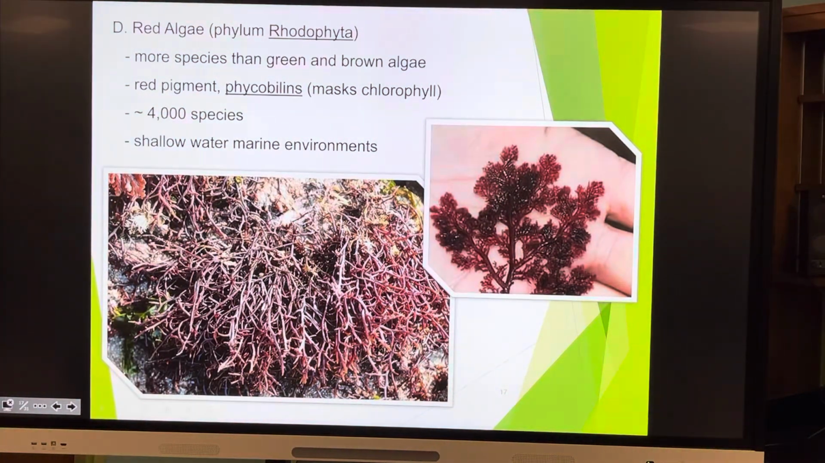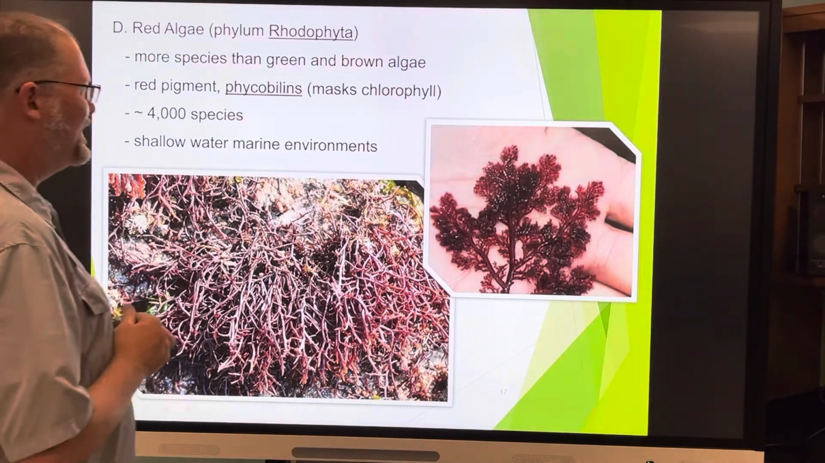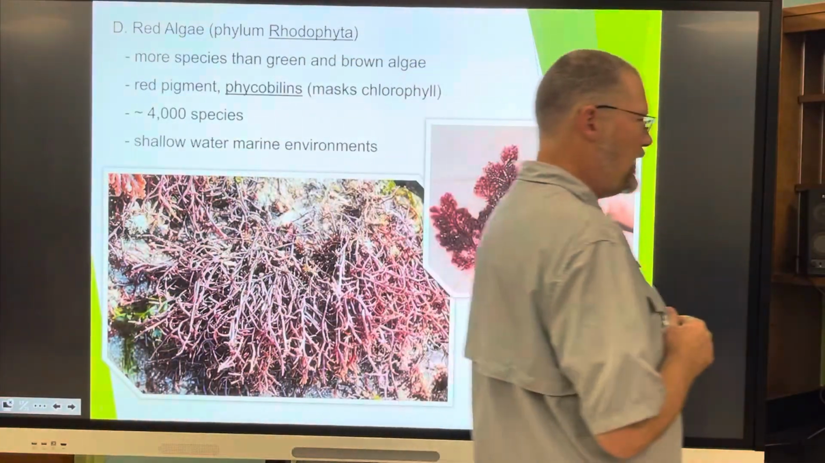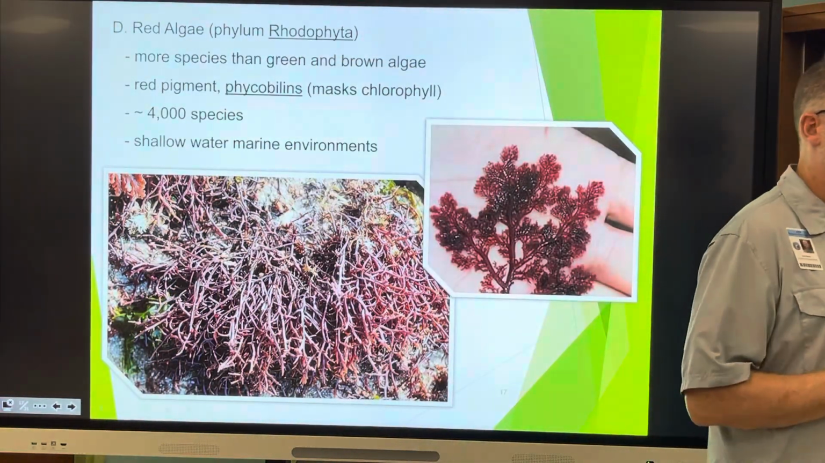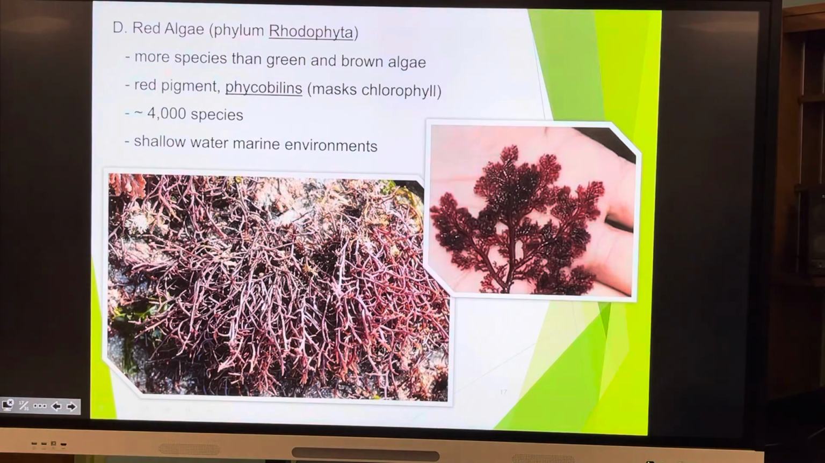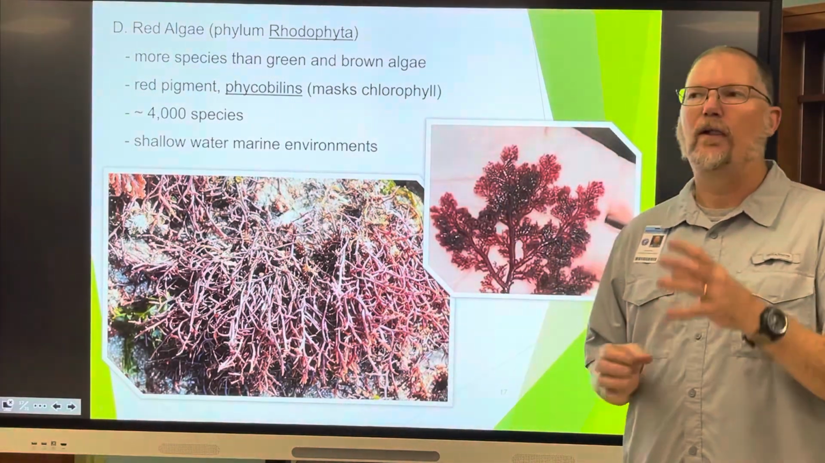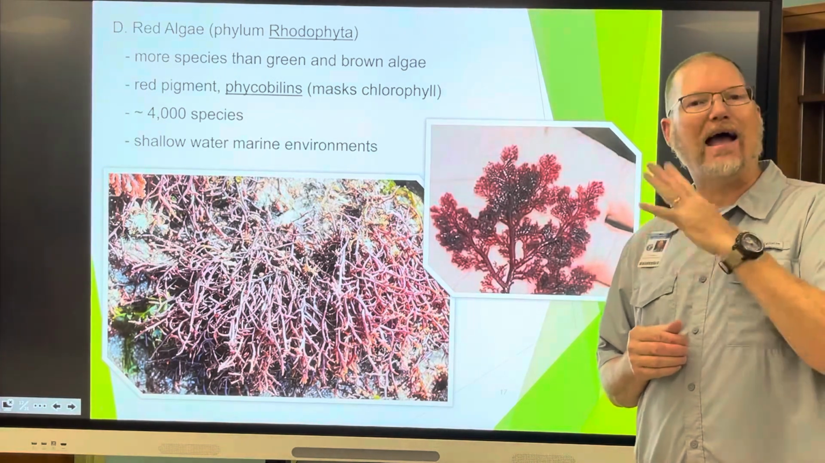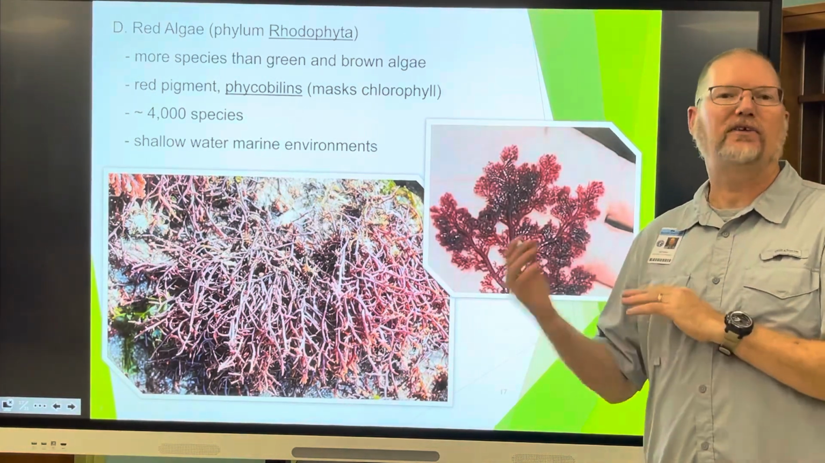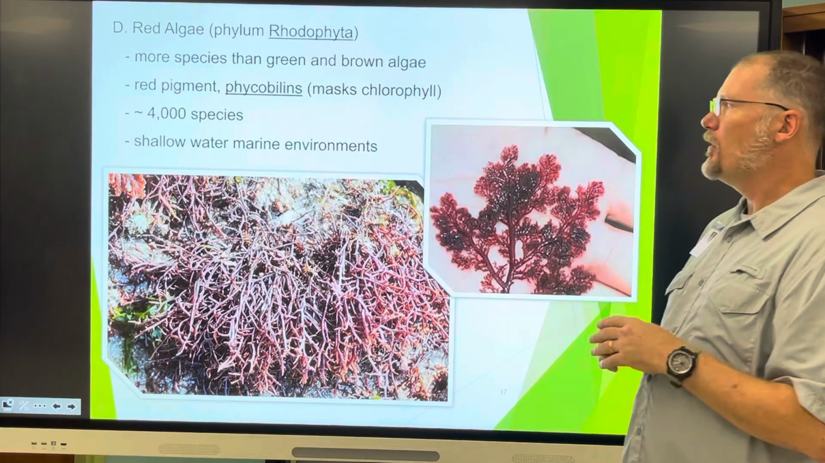There are more species of red algae than the green and the brown. More species of this one. And they have a red pigment called phycobilins. And what happens is there is chlorophyll in their tissue. There is chlorophyll, but the red masks it. So you don't see the chlorophyll.